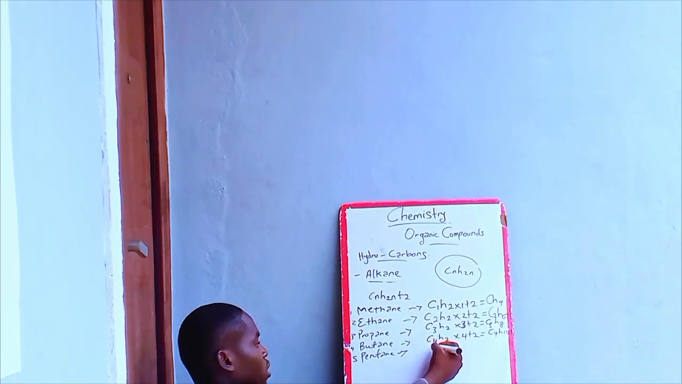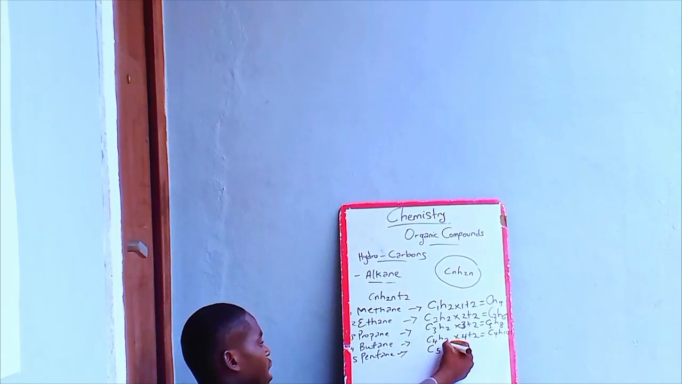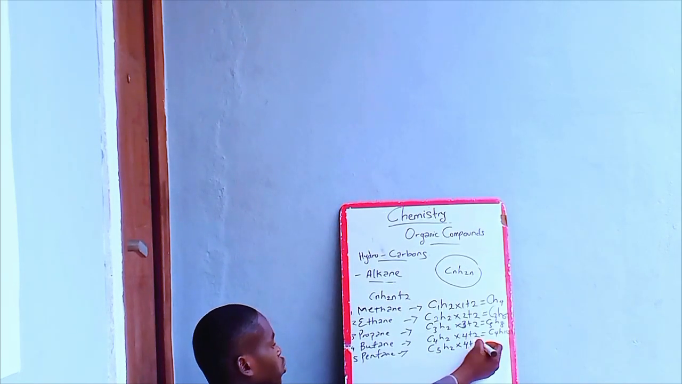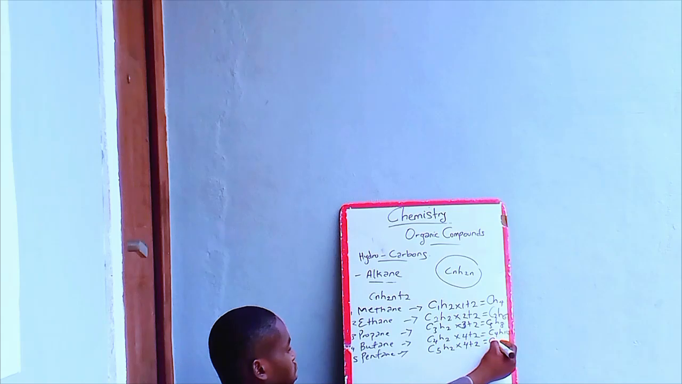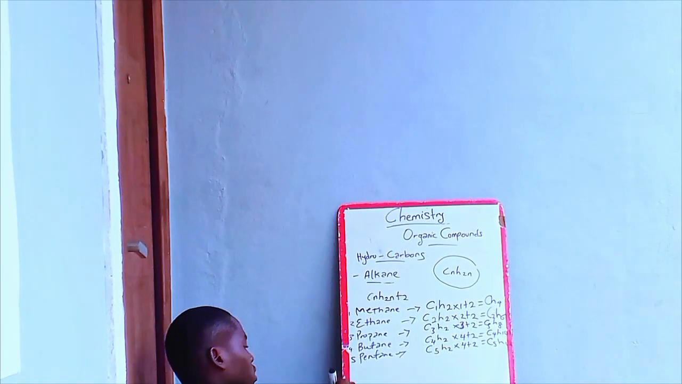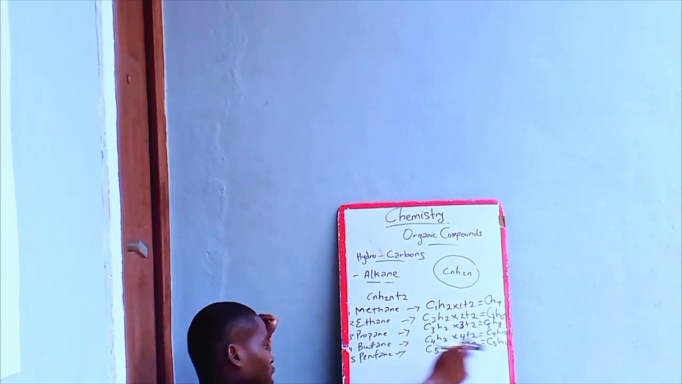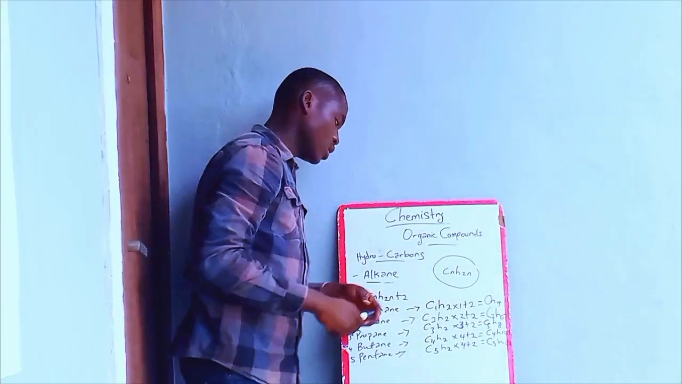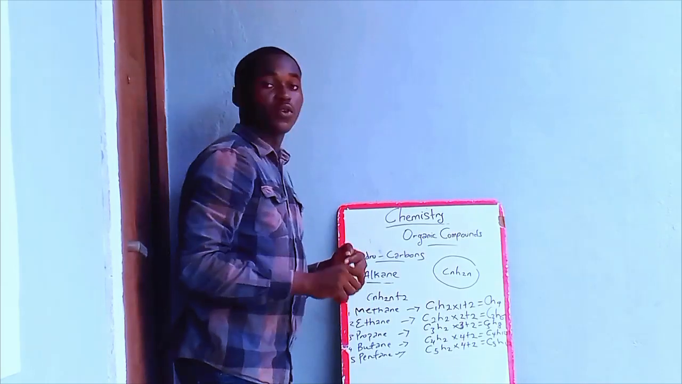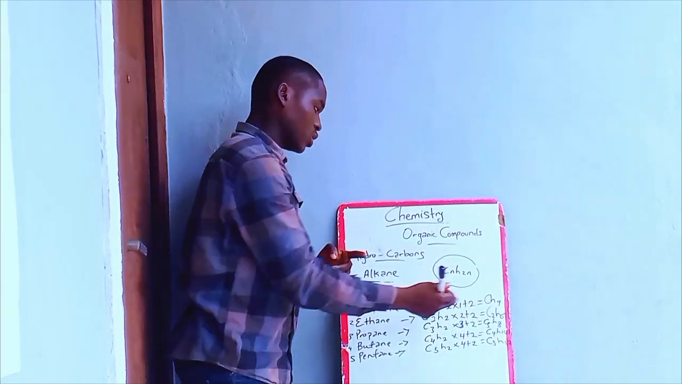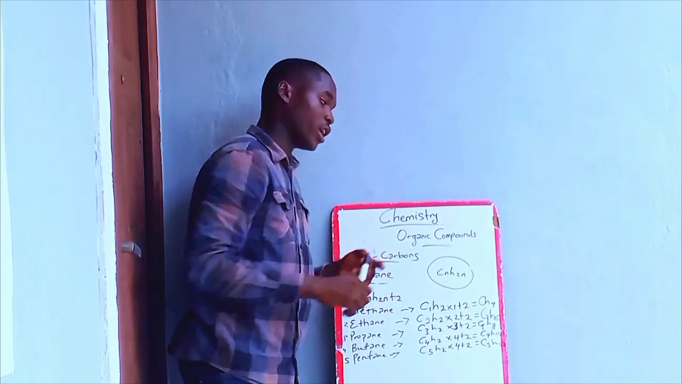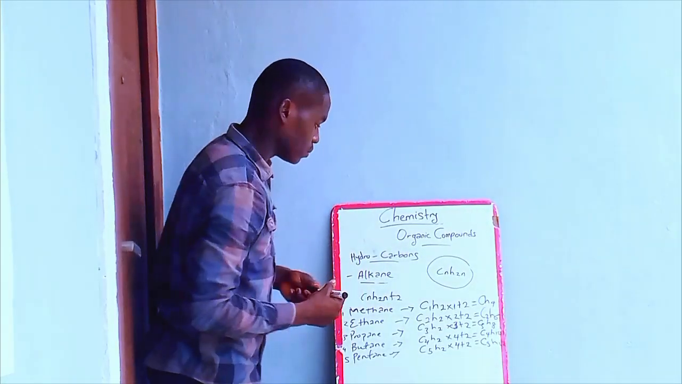This is C5, H2 times 5 plus 2, is going to give us C5H12. You get C5H12 is for pentane. C4H10 is for butane. C3H8 is for propane. C2H6 is for ethane, and CH4 is for methane.